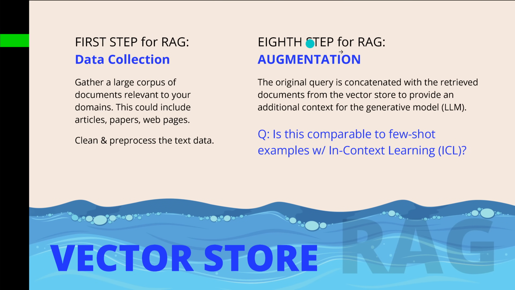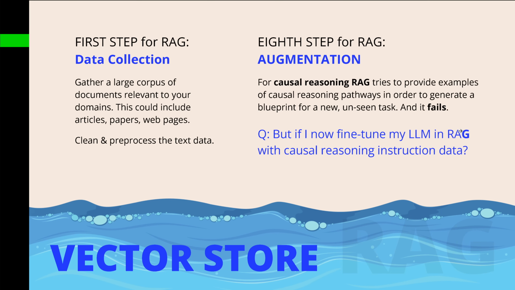Now we come to the 8th step for RAG, and this is simple augmentation, the A in the middle of RAG. What is augmentation? Couldn't be easier. The original query is concatenated with the retrieved documents from the vector store, not all 400, but hopefully only 2, to provide an additional context for the generative model. And this is again another LLM. So I know what you're going to ask. If you're a subscriber of this channel, you say, hey, is this comparable to a few-shot example? This in-context learning? Well.